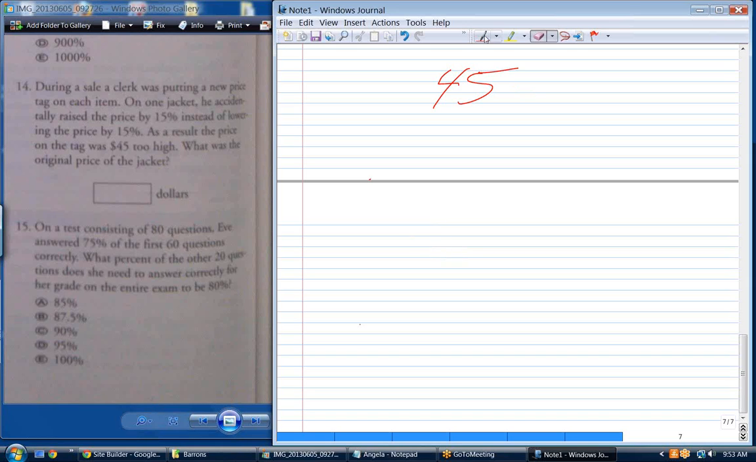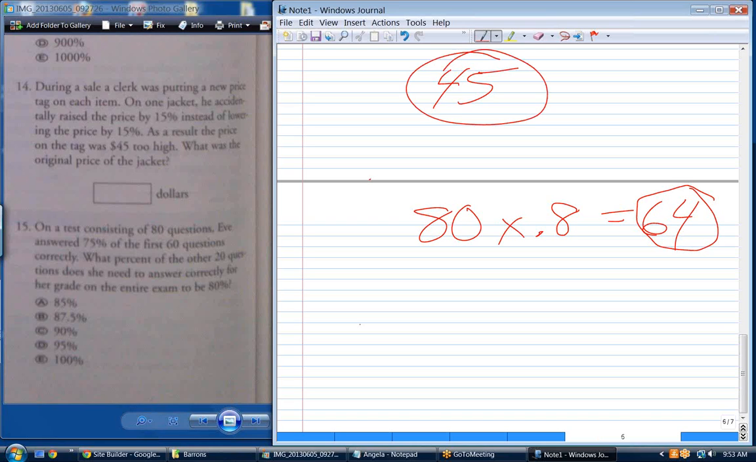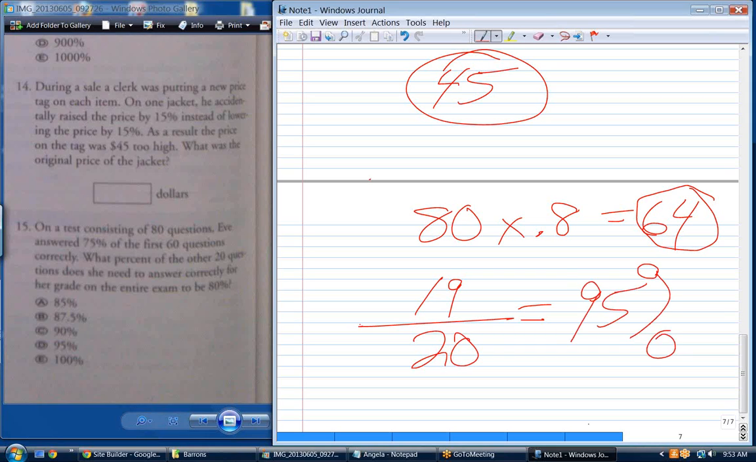In other words, we do 80 times 0.8. So to get an 80% on the entire exam, he's got to get 64 questions correct. Well, he's gotten 45 correct, so how many more does he need to get correct? 19. Out of how many more questions? Out of 20. What's that percentage? 95. Okay. So it really was an average, an arithmetic mean question disguised as a percent question.